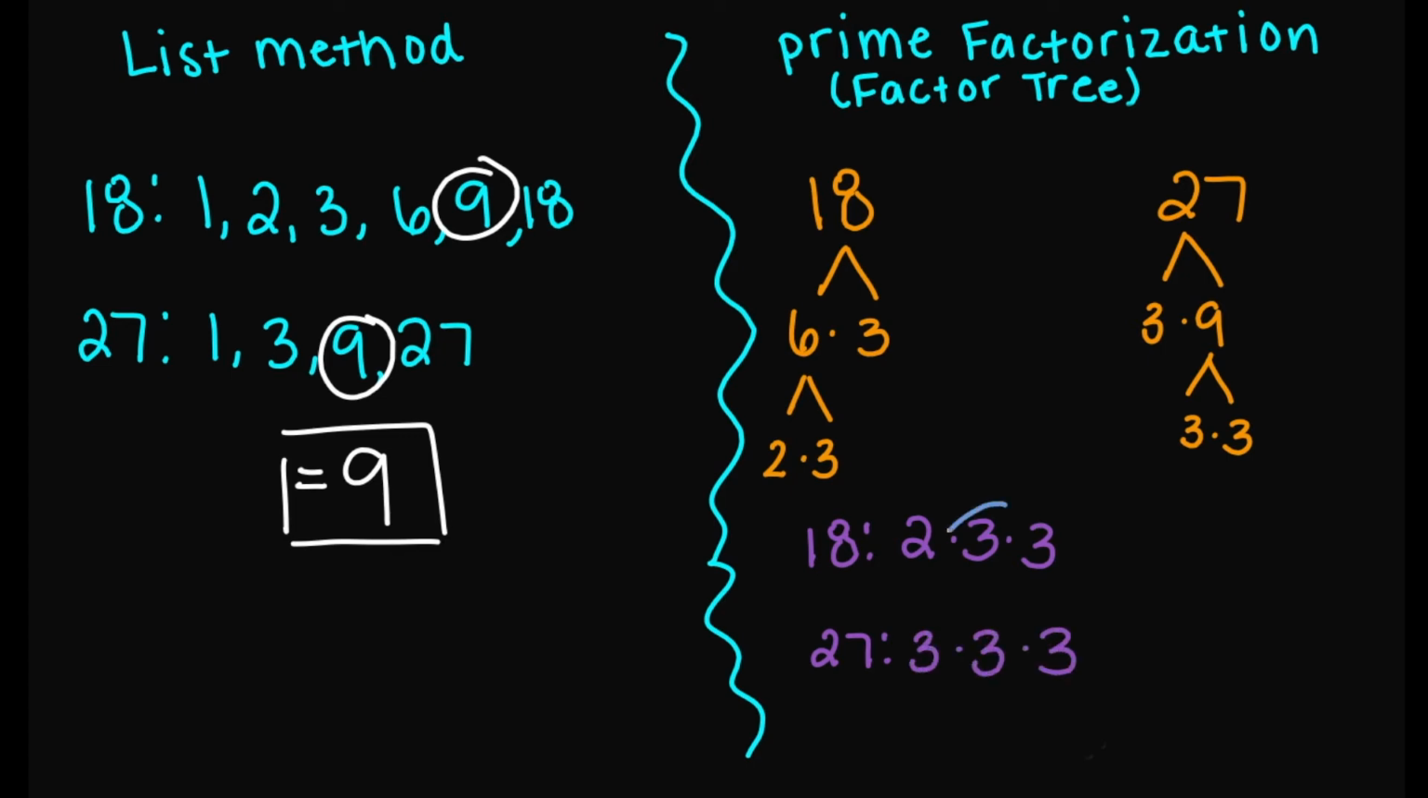We have a common factor right here. We have 1 3, and we also have another 3 right here. This 3 and this 2, they're out. They are out of the game. Okay, so this 3, I'm going to write it 1 time. This 3, I'm also going to write it 1 time. So 3 times 3 equals 9.